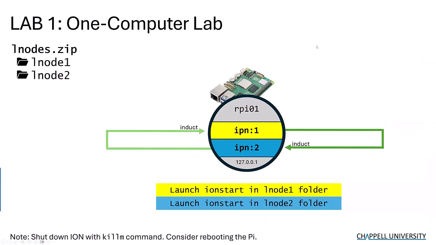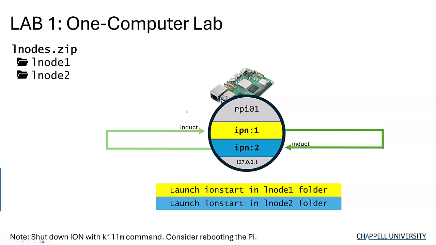In last week's lab, we did a one-computer lab and had communications between two instances of ION on that one Raspberry Pi. We downloaded a configuration file called lnodes, for local nodes. When we unzipped it, we had two folders, lnodes1 and lnodes2. When we ran ion start in each of those folders, we started a separate instance of ION. And we ran bping from one instance to the other and got a BP echo coming back.